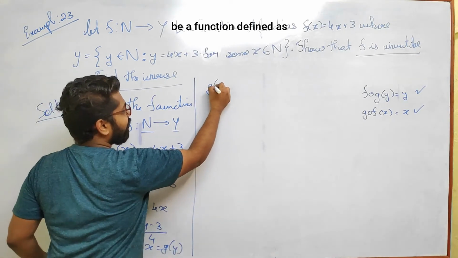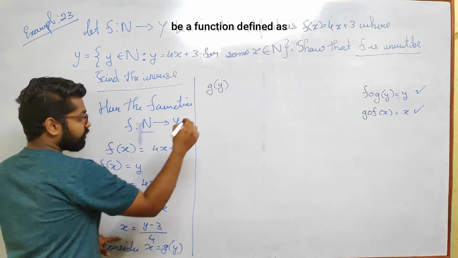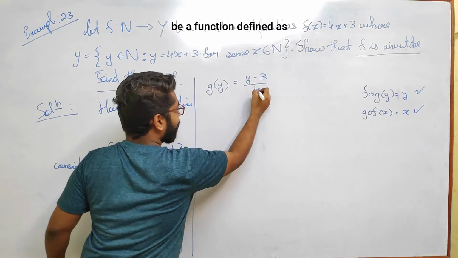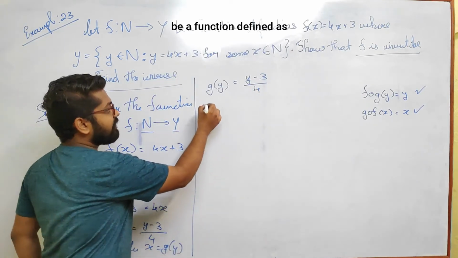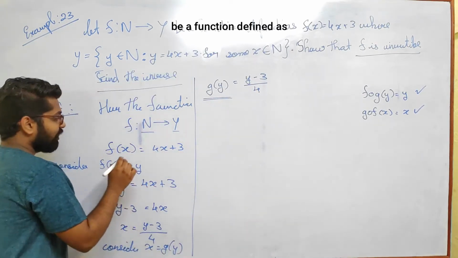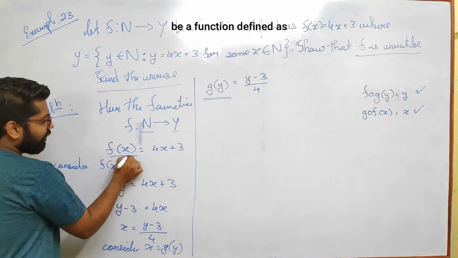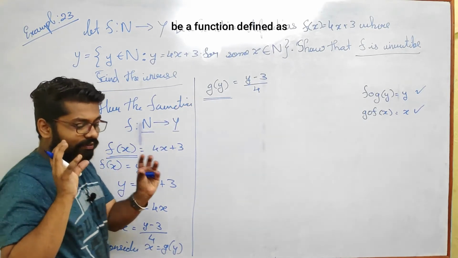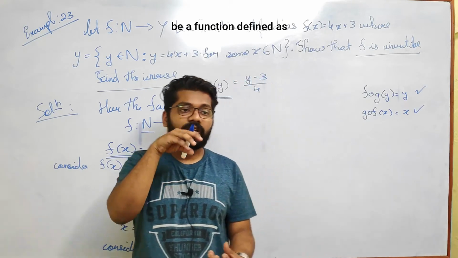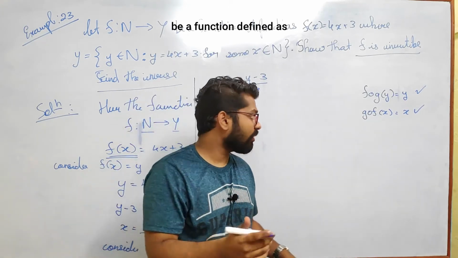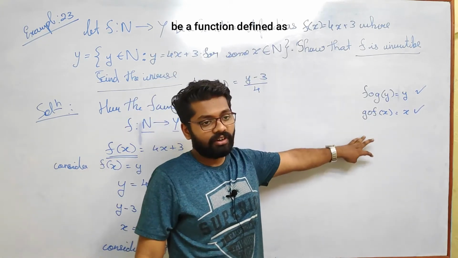What are you getting? g of y is equal to what? y minus 3 divided by 4. So you have two functions now, g of y and f of x. Now if you have two functions, you are going to compose those two functions. How are you going to compose? By using gof and fog.